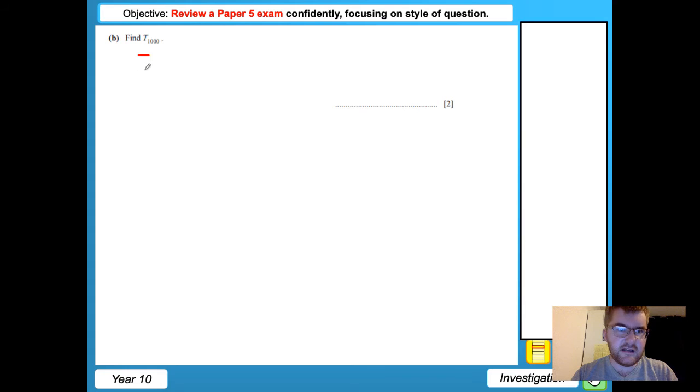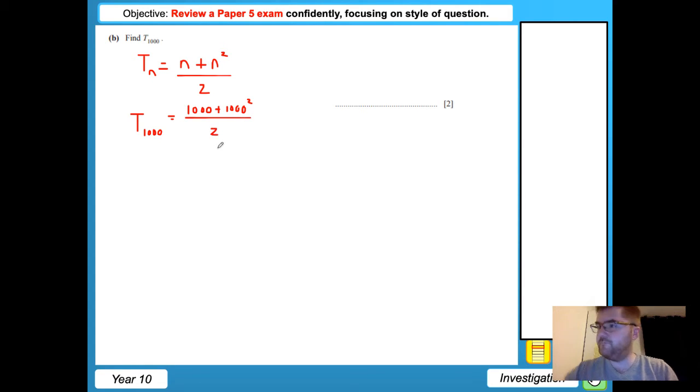So Tn is equal to n plus n squared over 2. And so this question is just checking your substitution skills. So we need to replace the n with 1,000. So we're going to get T1000 is equal to 1,000 plus 1,000 squared divided by 2. And so I'm going to do that on my calculator now.